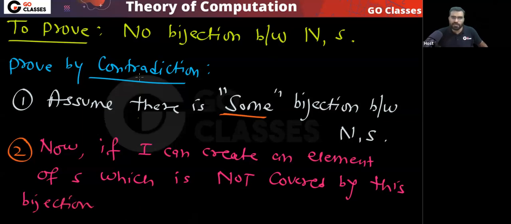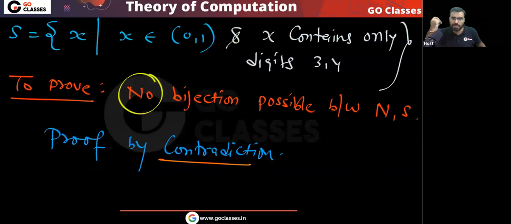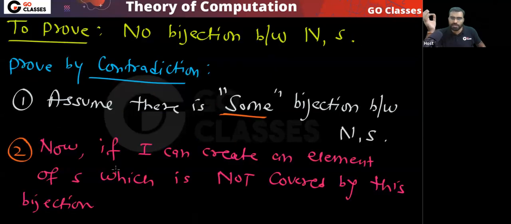See, a bijection will cover every element or not? Let me know. If you have a bijection between two sets, a one-to-one correspondence, then that will cover every element of both the sets. Yes or no?